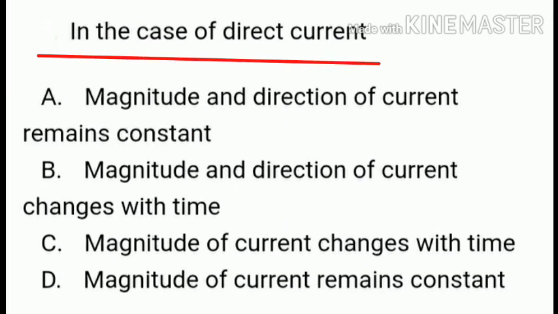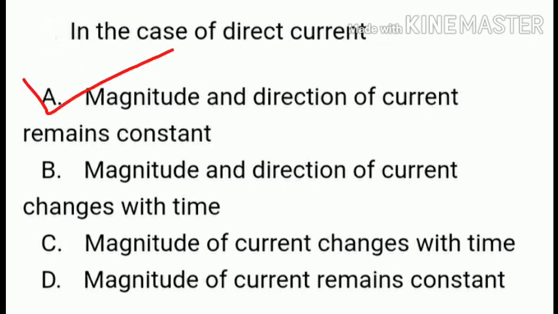For direct current, we know that direct current has magnitude as well as direction. Here option A is the right answer. The direct current has magnitude as well as direction remaining constant.